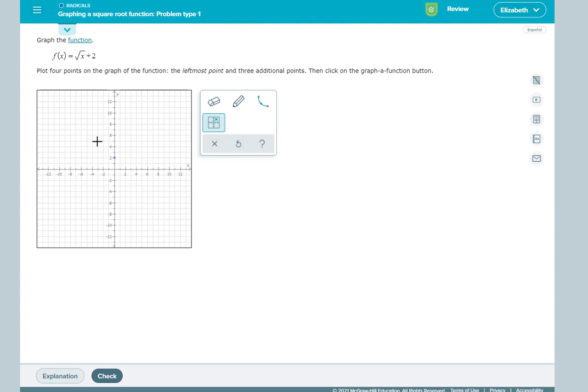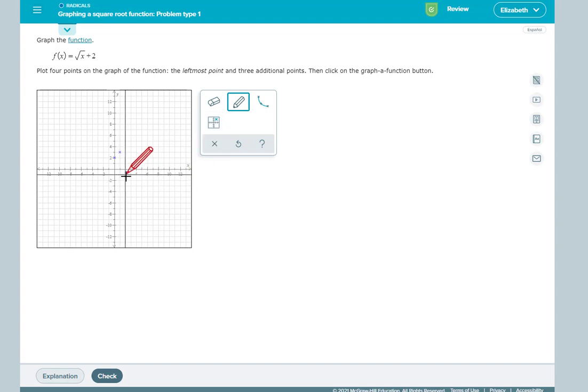Now the other thing that I have to do, it says the leftmost point. So since it was at 0, 0, you can see that's the leftmost point. Again, shifted up 2, so 0, 2 is the leftmost point. But I need 3 additional points. So if I plug in a 1, the square root of 1 is 1 plus 2 is 3. So when I plug in a 1, I get 3. So that would put my coordinate right there at 1, 3. Let me get my pencil. 1, 3. Or again, I could plot it with that little coordinate tool.